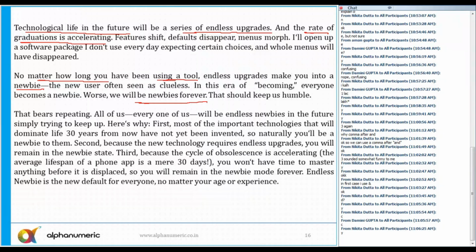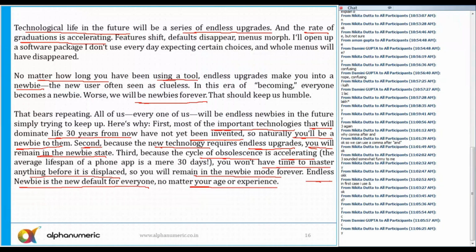Why will you be a newbie forever? Because most of the important technologies that will be used 30 years from now have not been invented. So naturally, you will be a newbie to them. Second, because the new technology will require endless upgrades, you will remain in the newbie state. Third, because the cycle of obsolescence is accelerating, you won't have time to master anything before it is displaced. So you will remain in newbie mode forever. Endless newbie is the new default for everyone, no matter your age or experience.